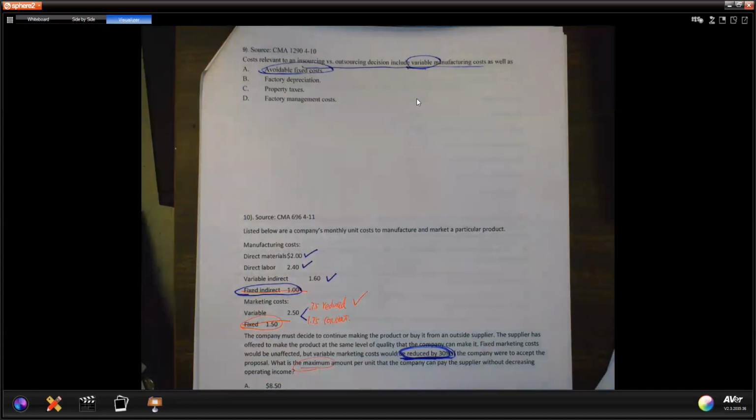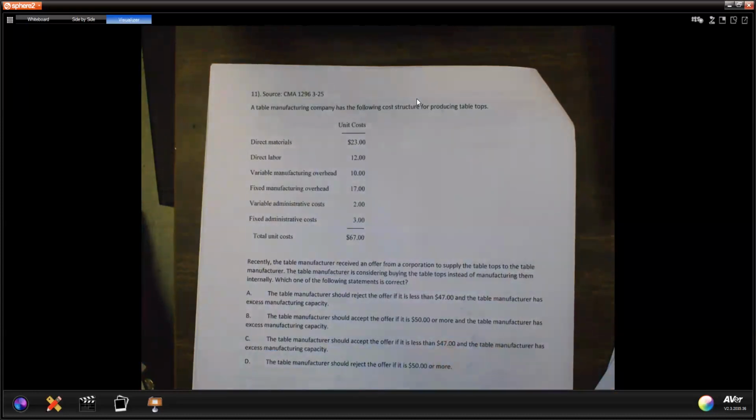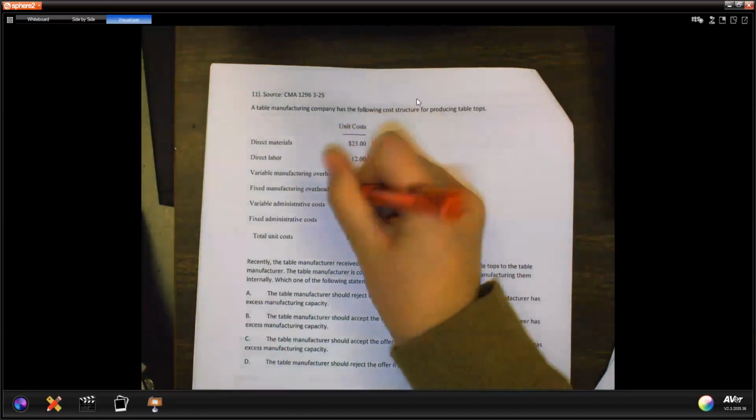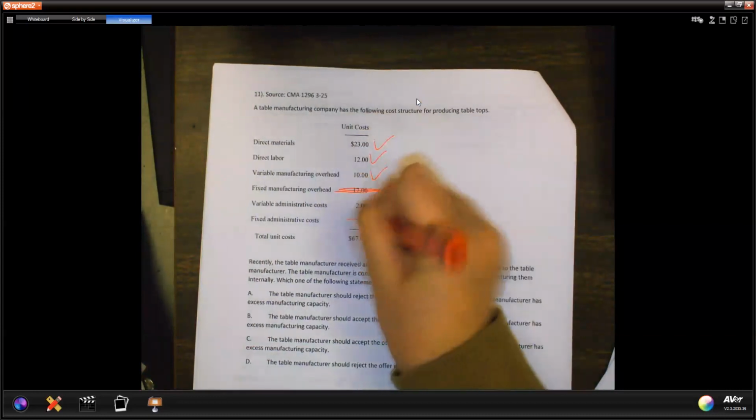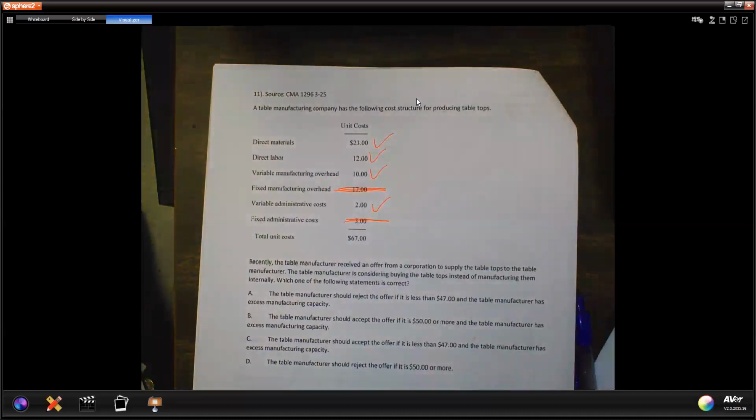Okay. Now we still have the last question. This is also make or buy. What's the relevant information? Direct material, direct labor, and variable overhead are relevant. Fixed is not relevant, and variable and administrative fixed is not relevant. So as long as the price is lower than $47, we can buy. If it's more than 47, we are not going to buy. We are just making it by ourselves.